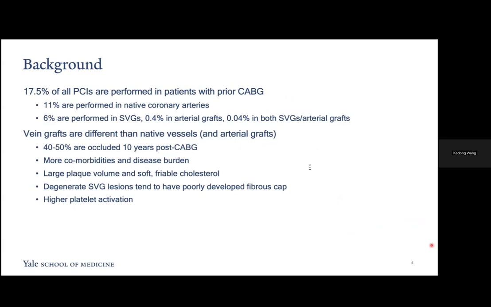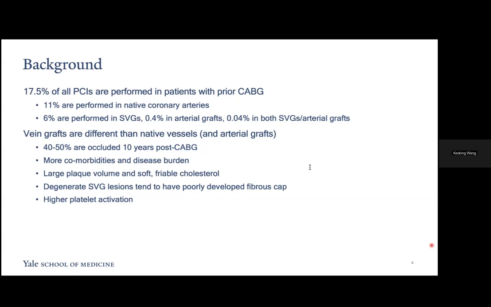So, we talked a little bit about anatomy. I would like to start with the background before talking about a few trials and data that I will present after this. So this is NCDR data, from a few years ago. Based on the NCDR registry, 17% of all PCIs are performed in patients with prior CABG. Might be perhaps a little higher than what we see in the cath lab, but I don't think the numbers are significantly off.